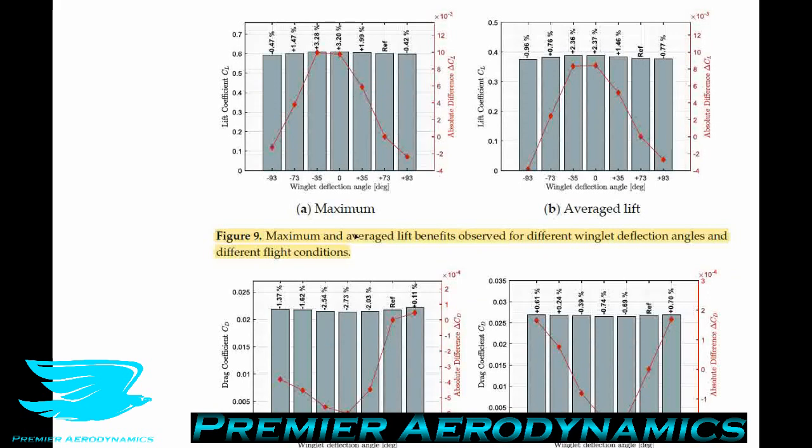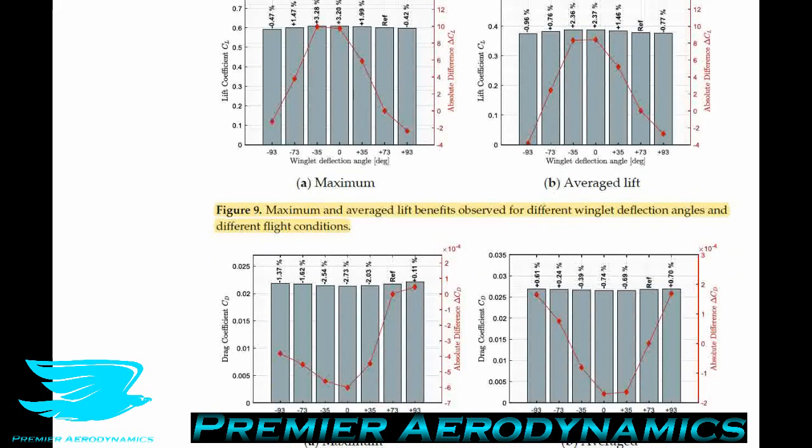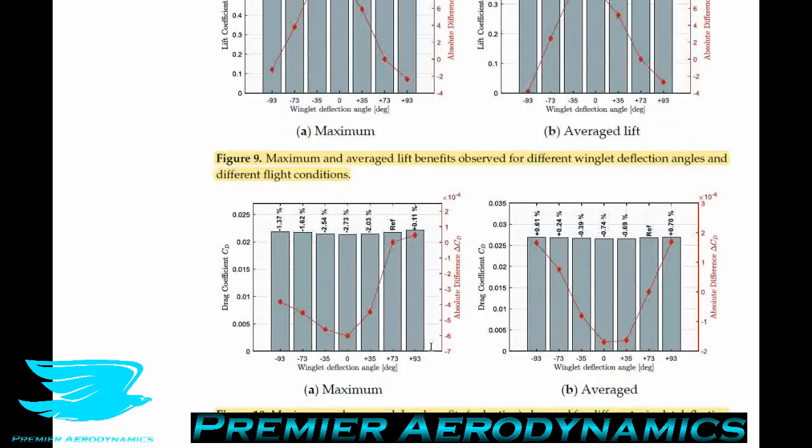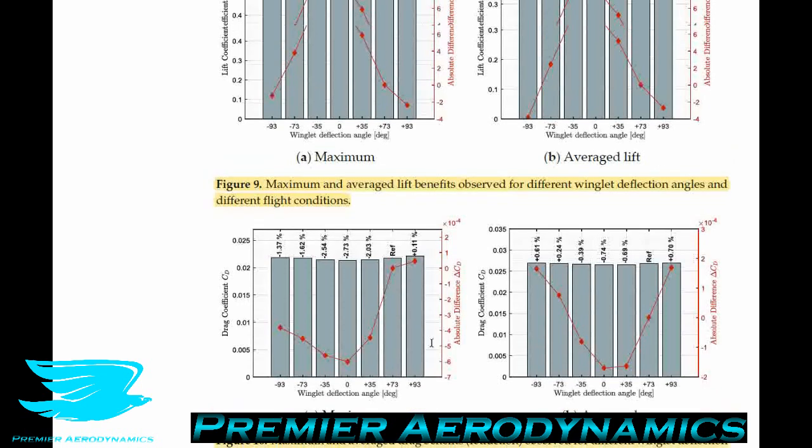So in figures 9 and 10, we see the maximum changes at each winglet deflection angle, so each winglet pivot angle around the wingtip, as shown in the proportions of this figure. In figure 9a, for example, this is the maximum change that we see when we have different flight conditions for a winglet angle of, let's say, 0 degrees, 35 degrees, 73 degrees, 93 degrees, etc. Then in 9b, we have the average change that we saw across this entire flight envelope with different winglet pivot angles. And likewise in figure 10, we have the maximum and average drag changes.